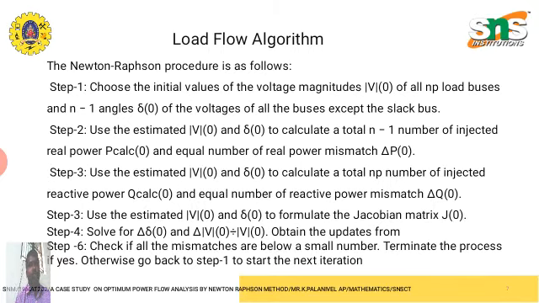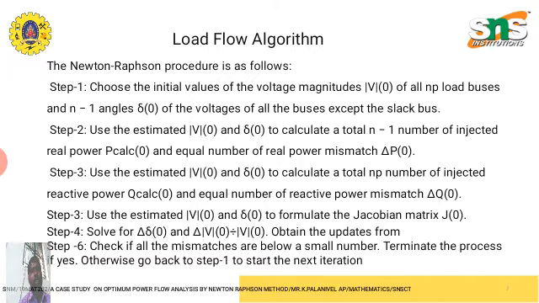Step 1. Choose the initial values of the voltage magnitudes V of all load buses and the n-1 angles δ(0) in the voltages of all buses except the slack bus. Step 2. Use the estimated V(0) and δ(0) to calculate a total of n-1 injected real powers P calc and an equal number of real power mismatches ΔP(0).